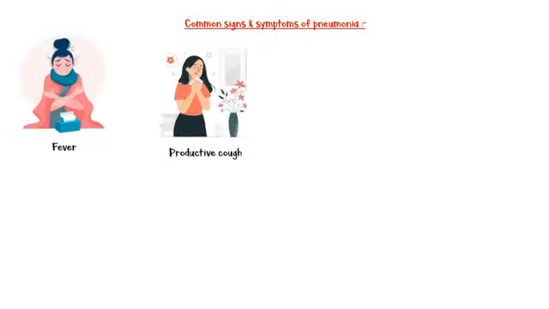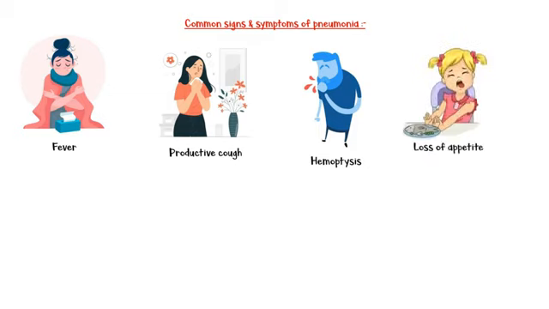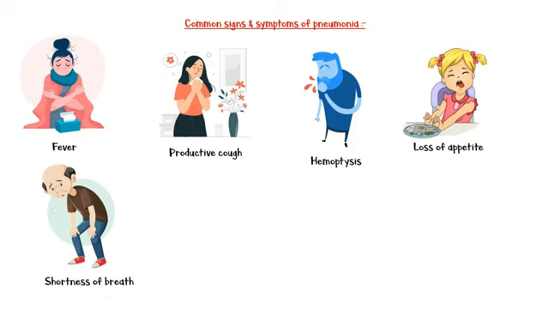Common signs and symptoms of pneumonia include the following: fever, with or without chills and rigors. Productive cough with white or purulent sputum. Coughing up blood, also known as hemoptysis. Loss of appetite due to increased inflammatory mediators. Shortness of breath due to impaired oxygen exchange.